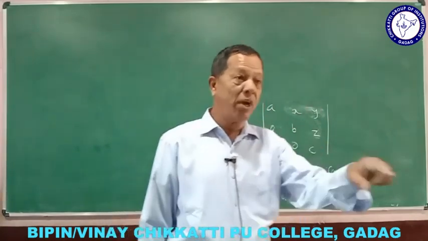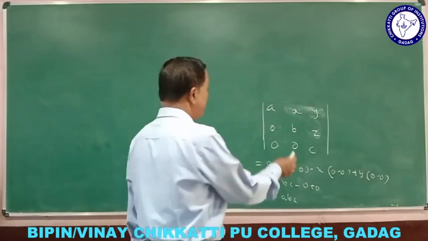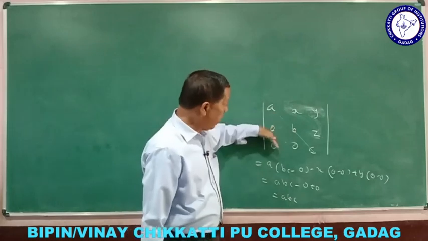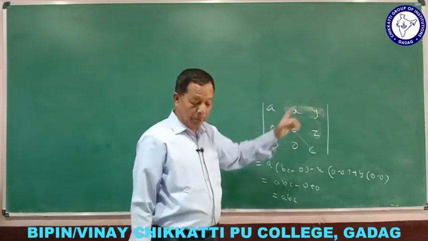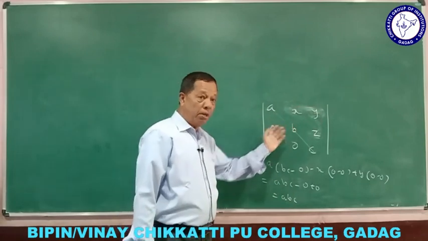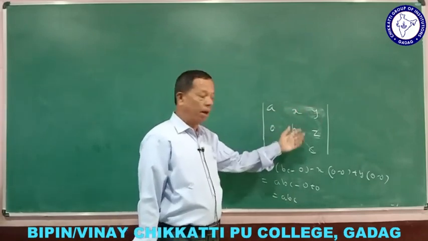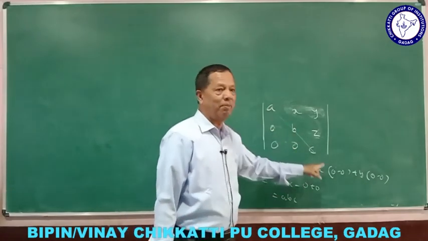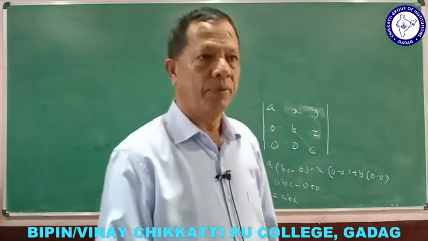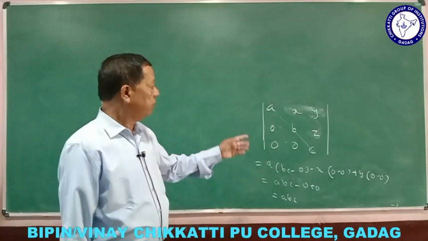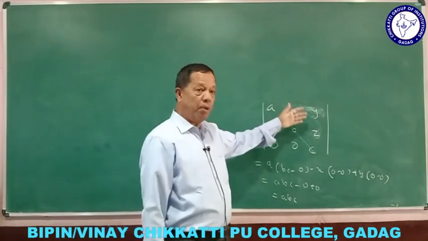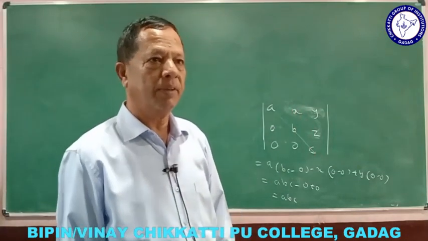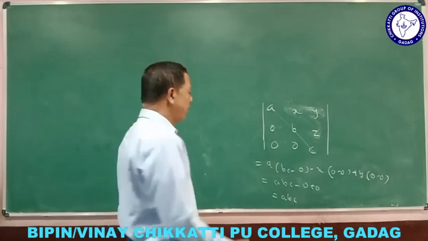So what I want to tell here, I also tell you one property. What is that property? If you draw the diagonal, this is below the diagonal, this is above the diagonal. The property says that either below the diagonal or above the diagonal, if all the elements are zeros, then the value of the determinant is the product of the diagonal elements. You understand this? You have got the idea now? If all the elements below or above the principal diagonal are zeros, then the value of the determinant is the product of the diagonal elements.